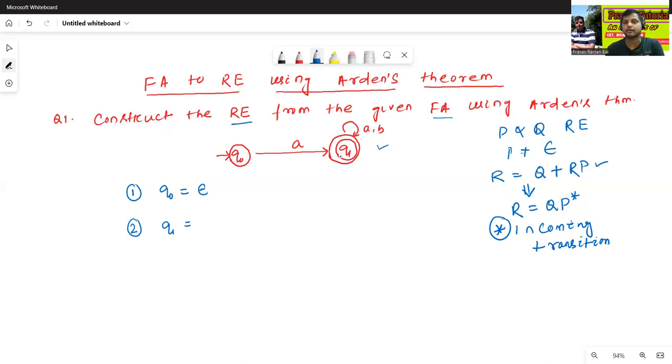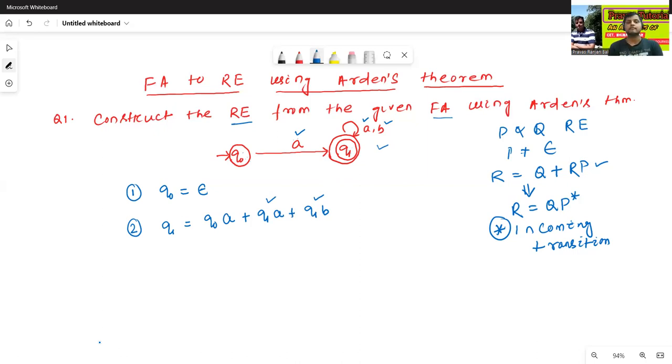Now we'll see Q1. We'll check the incoming transitions. One incoming transition is from Q0 to Q1 through A. Plus means or. Are there any other incoming transitions? Yes, there are two more for Q1, A and B. From Q0, reading A goes to Q1, so that is Q0A. Q1 reading A goes to Q1, so that is Q1A. Q1 reading B goes to Q1, so that is Q1B. This is very simple. There are two states, so there are two equations.